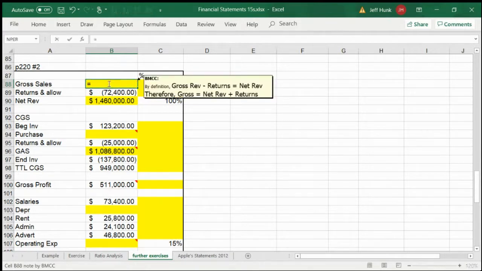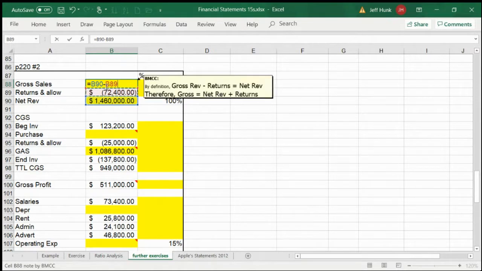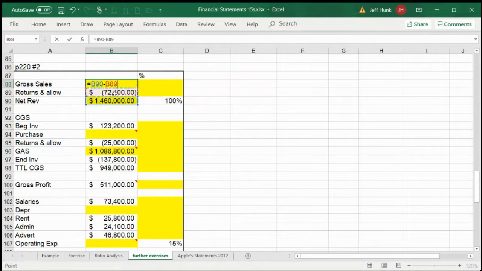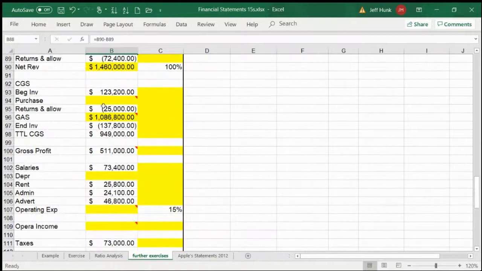But that means to get back to gross revenue, you'll simply need to add them up. But since this is negative, to make them add, you must subtract it. Then negative negative will be positive. Okay, hit enter. So that is the gross sales, right? Or gross revenue.